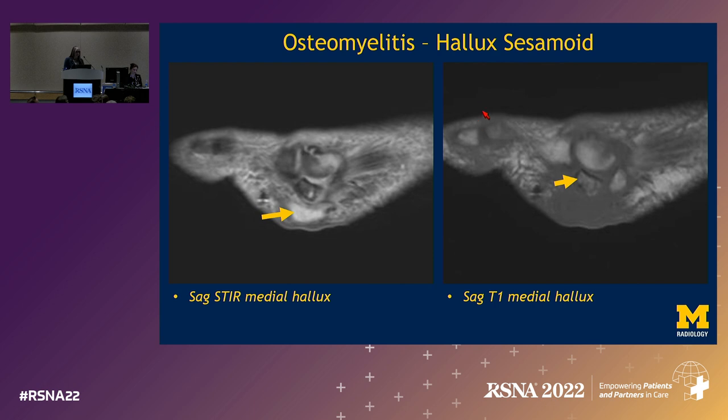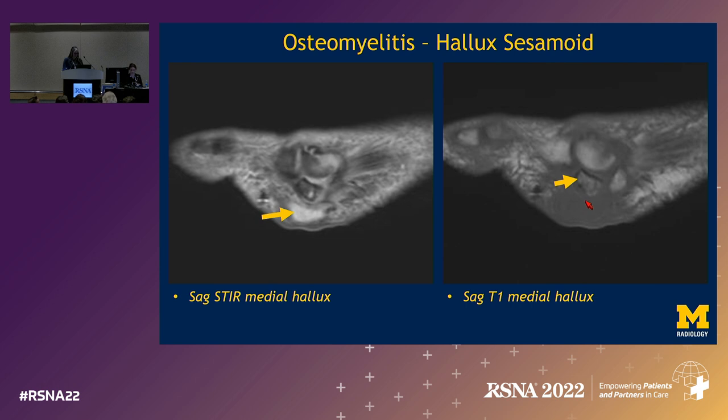So here's a case of osteomyelitis of the hallux sesamoid, where we see a fluid collection subjacent to the sesamoid, which is subjacent to the hallux. The first MTP, or the first metatarsal head, demonstrates abnormal marrow signal. There's fluid at the sesamoid metatarsal articulation that is also contiguous with the abscess.